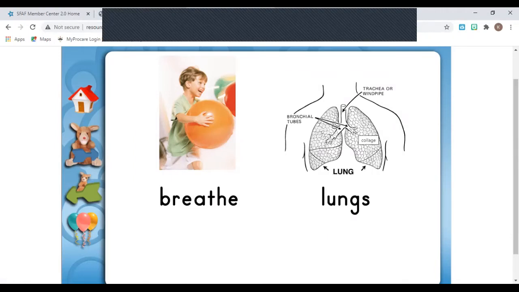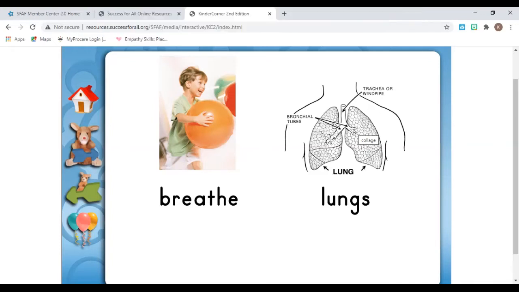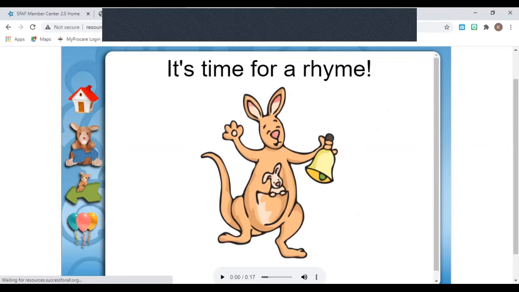That's your throat. When you take a deep breath, your air goes into your lungs, and your lungs get really, really, really big, and then it comes right back out as your lungs get smaller again. All right, now we do our rhyme.